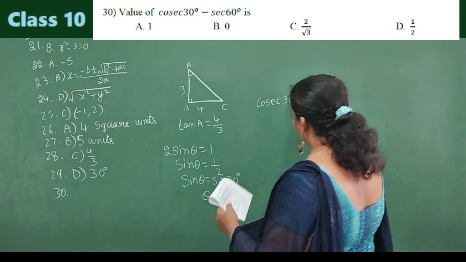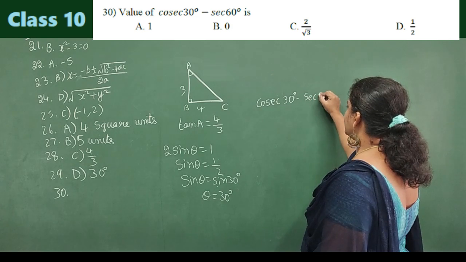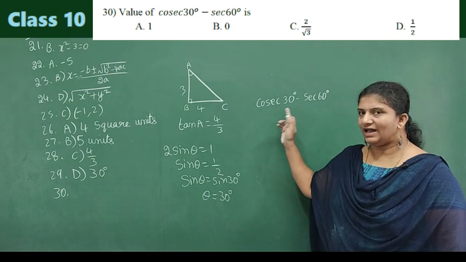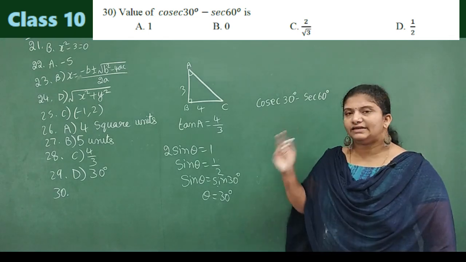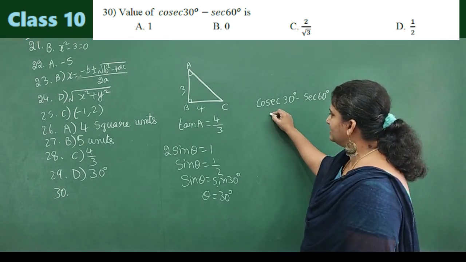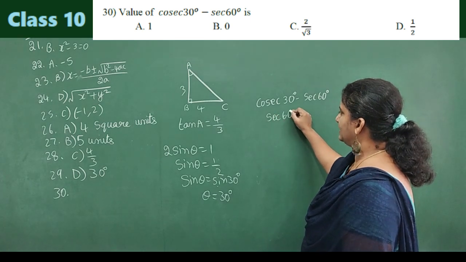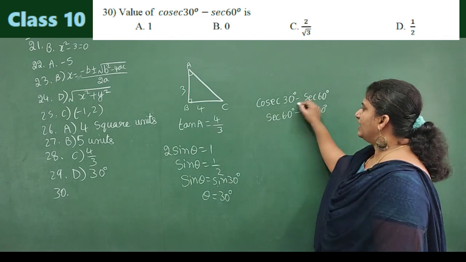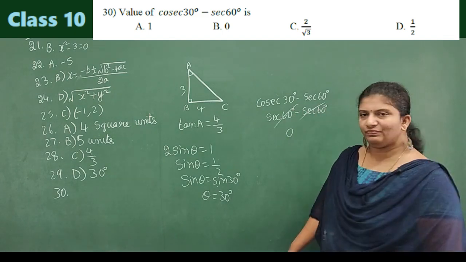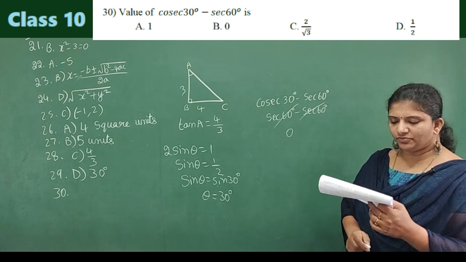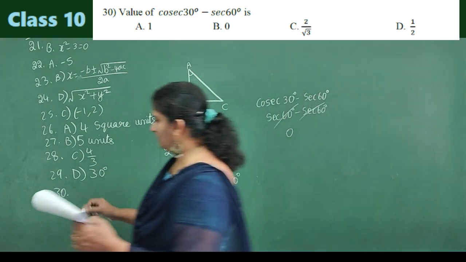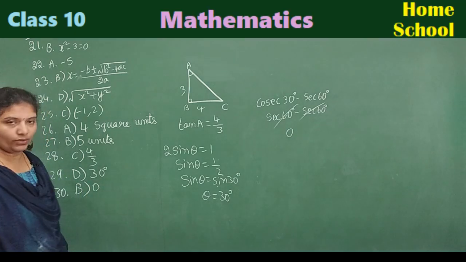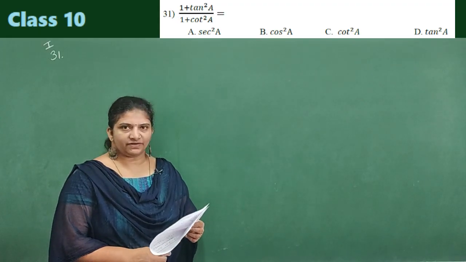value of cosecant 30 degree minus secant 60 degree is. Change any one. I'll change this one. Cosecant 30 degree can be written as secant 60 degree. Secant 60 degree minus secant 60 degree, it will be 0. Okay, so check for the option. It is your option B. Option B, 0. Okay, 31st one.